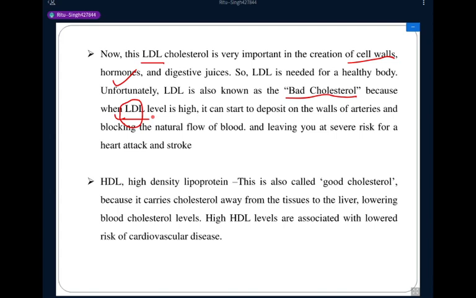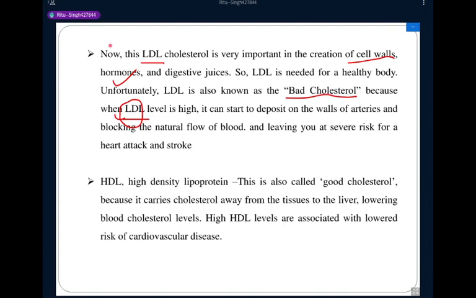But this lipid, low density lipoprotein, is also known as bad cholesterol, because this form of cholesterol is deposited into the artery walls and blocks the flow of blood, leaving you at a severe risk for heart attack and stroke.